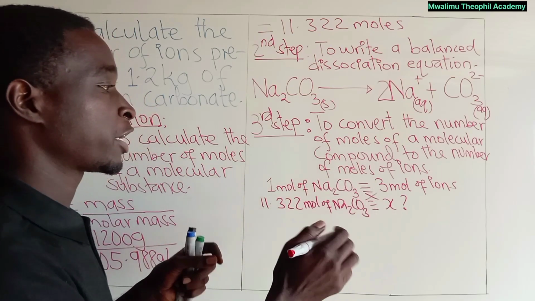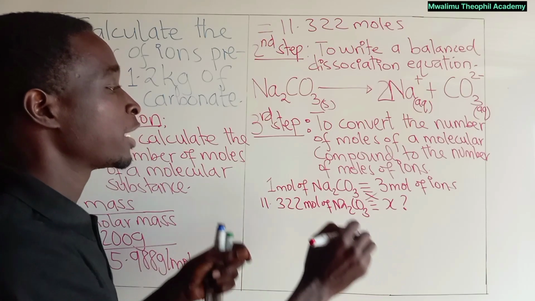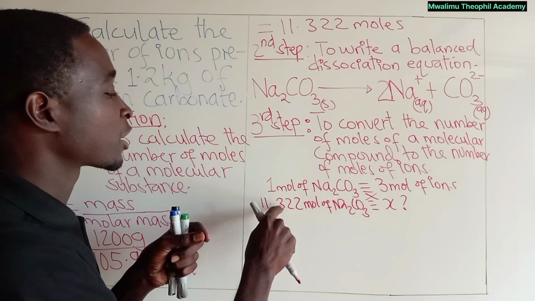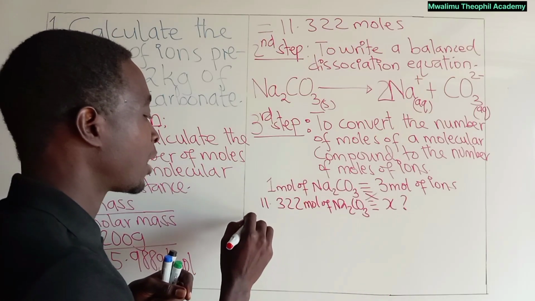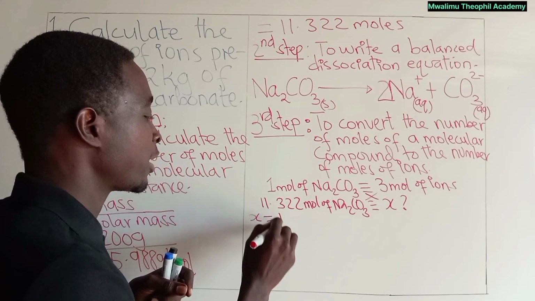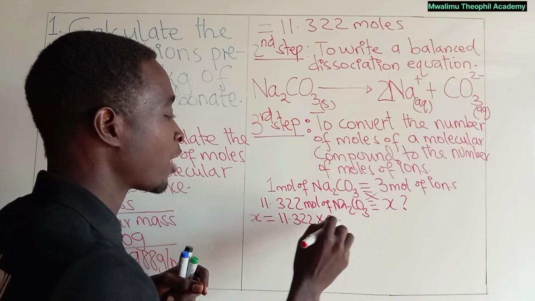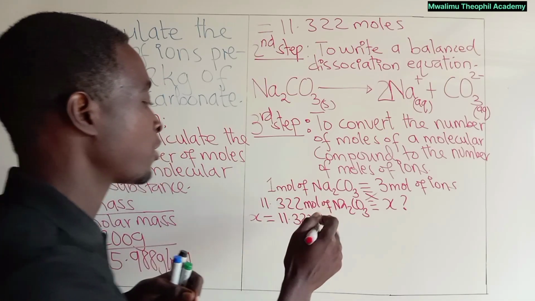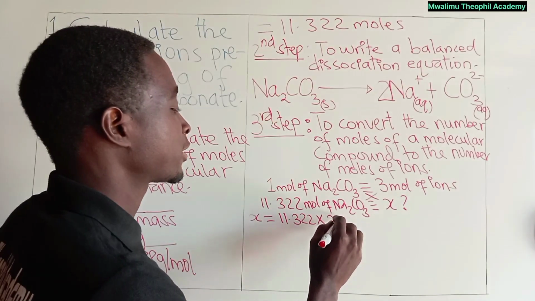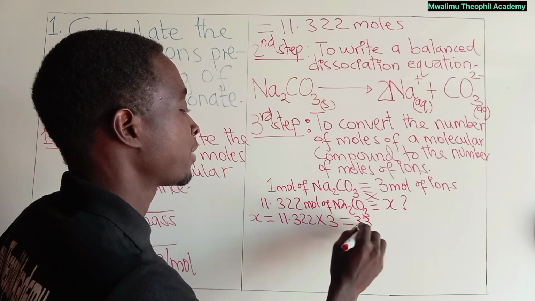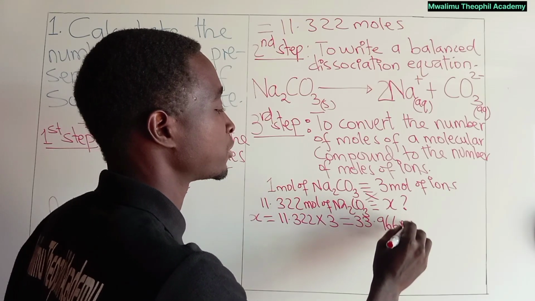After cross multiplication here, to get the value of X, which is equal to the number of moles of ions produced, X is equal to 11.322 times 3 over 1. When we divide by 1, you get the same value. Now, let us compute this. After multiplying, you get 33.966. These are the moles of ions.